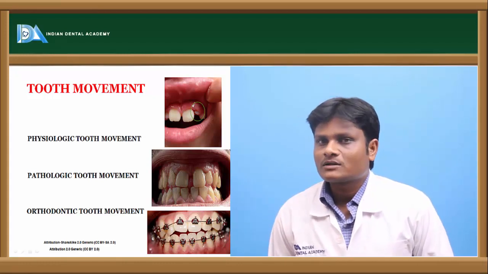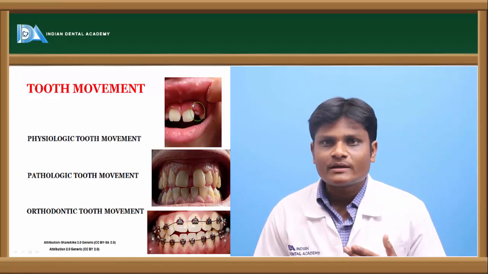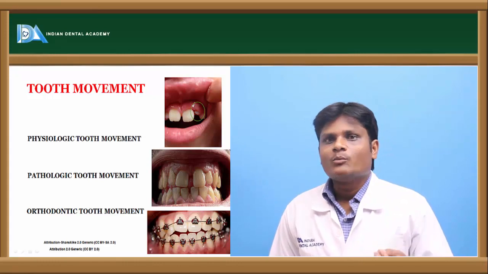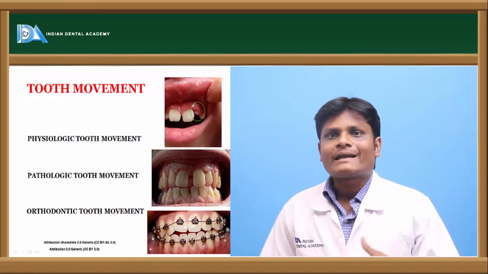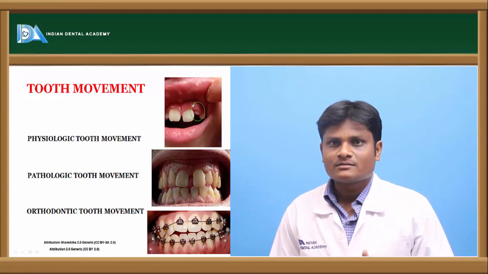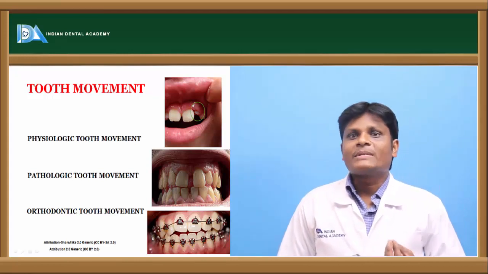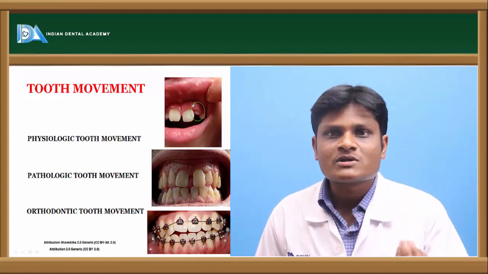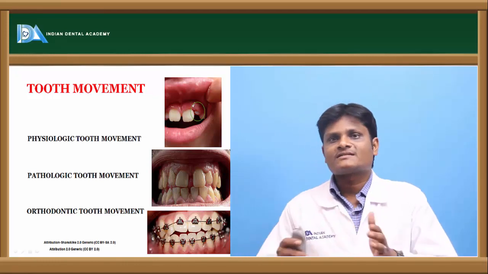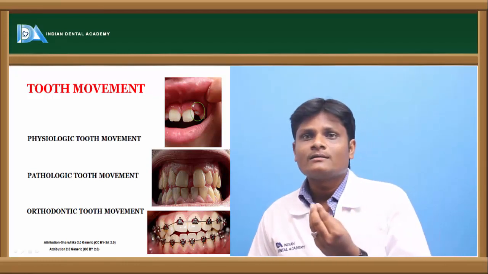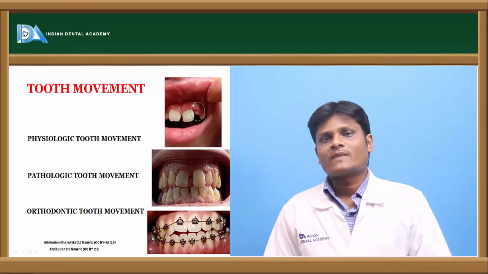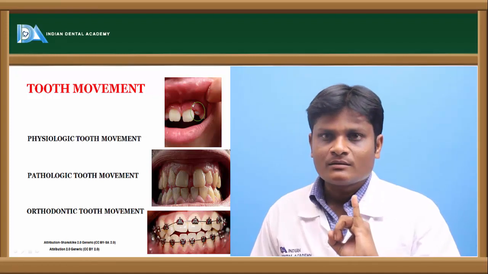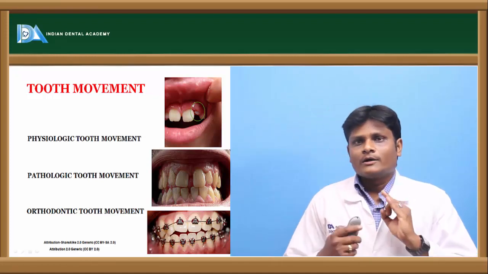Before entering into orthodontic tooth movement, let us know what is a physiologic tooth movement and what is a pathologic tooth movement. What is a physiologic tooth movement? It is nothing but the movement of the tooth that naturally happens in the oral cavity as a part of the process of eruption and as a means of maintaining a continuous occlusal and proximal contact with the adjacent teeth in response to occlusal wear and proximal wear.